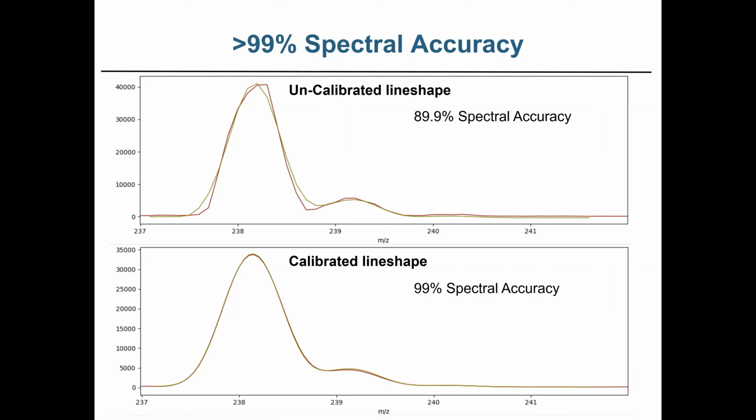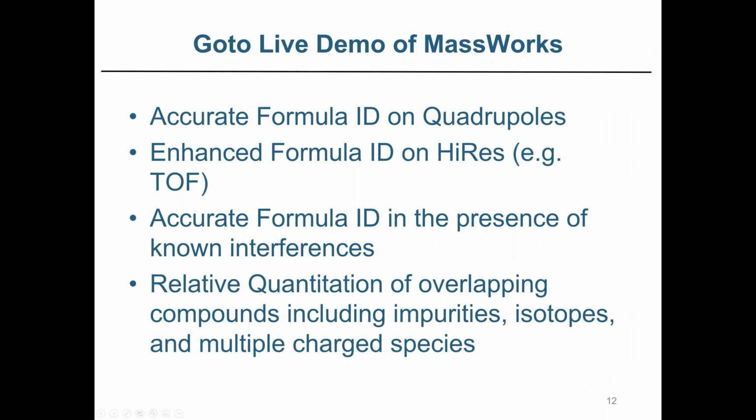But once I've calibrated the line shape, I can now not only get accurate mass, but I can also compare these isotope profiles very accurately. That's another metric to help us do formula identification, as well as a number of other things that we're going to talk about. And you can see the overlay now of the two lines, and they're almost exactly on top of each other. In this case, we have about a 99% spectral accuracy. So that's another way to identify an unknown ion, using spectral accuracy. But you can't do it unless you calibrate that line shape. Very, very important. So that is a brief introduction to spectral accuracy.